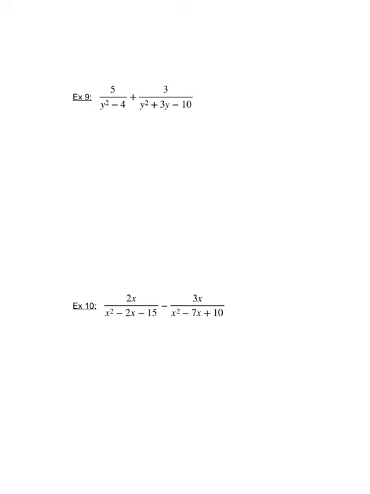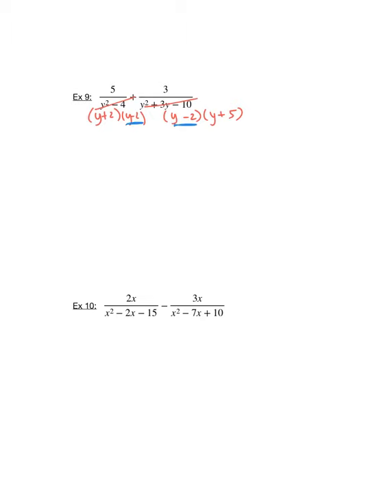So in my first fraction, I have a difference of squares, so this can be rewritten as y plus 2 times y minus 2. And here, this can be factored into y and y. 2 times 5 is 10, and I need a positive on the bigger number. So as I evaluate now, I have a y minus 2 in both of them.